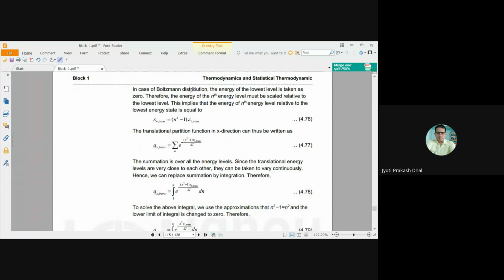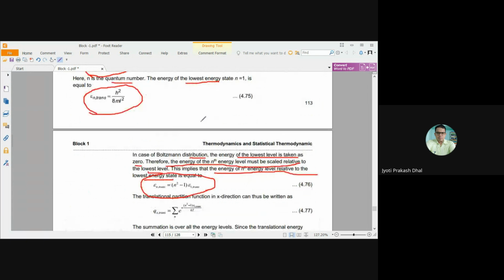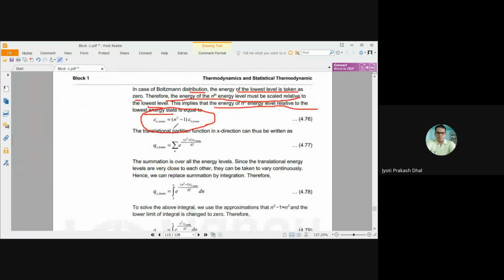In case of Boltzmann distribution, the energy of the lowest energy level is taken as 0. Therefore, the energy of the nth energy level must be scaled relative to the lowest energy level. This implies that the energy of the nth level relative to the lowest level equals (n square minus 1) whole into epsilon 1 translational.